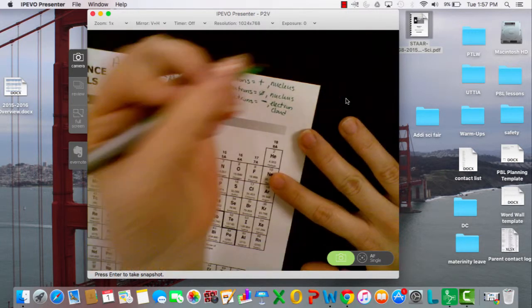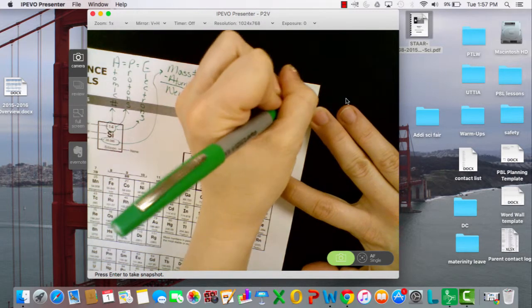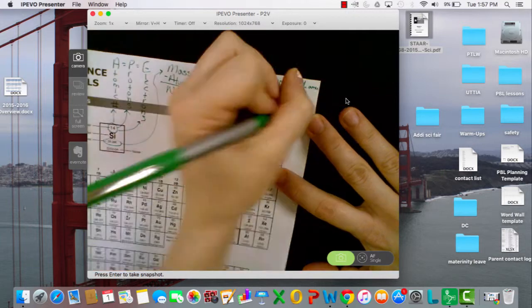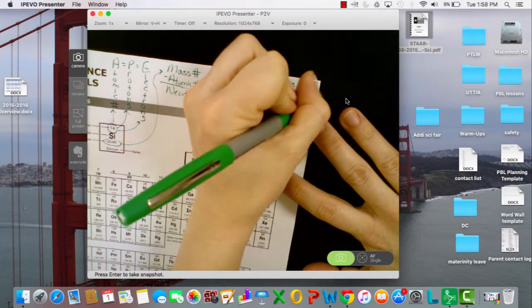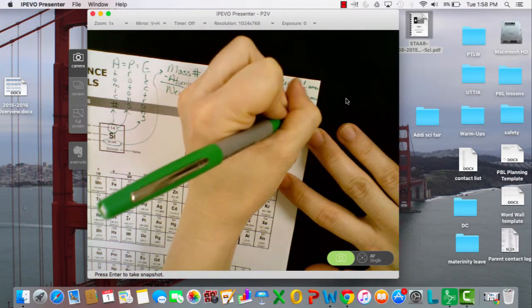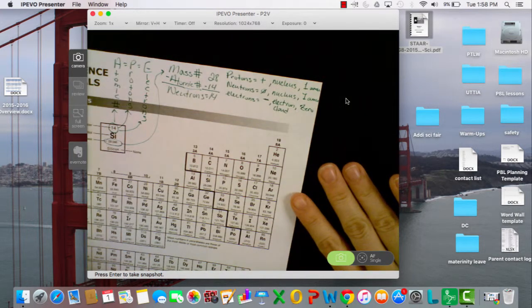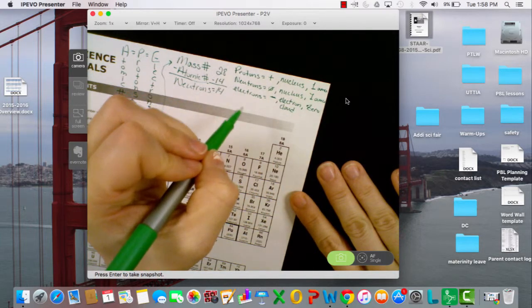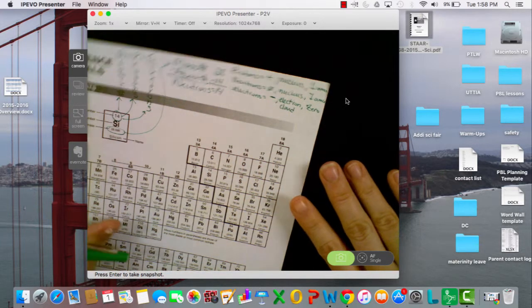And the last one is mass. Protons have a mass of 1 AMU. Neutrons, again, have a mass of 1 AMU. And then that little oddball electron is so tiny that we consider it to have zero mass. So there you go. That's everything you need to know about the three subatomic particles.